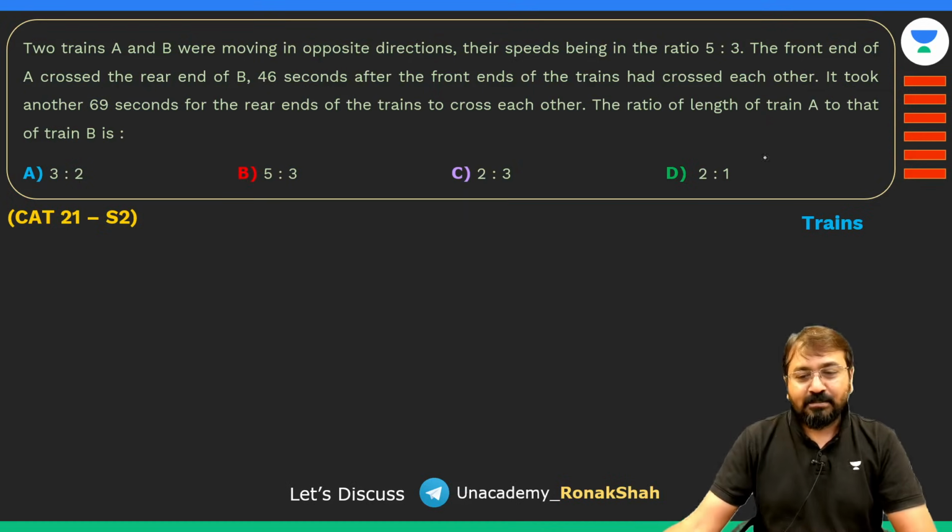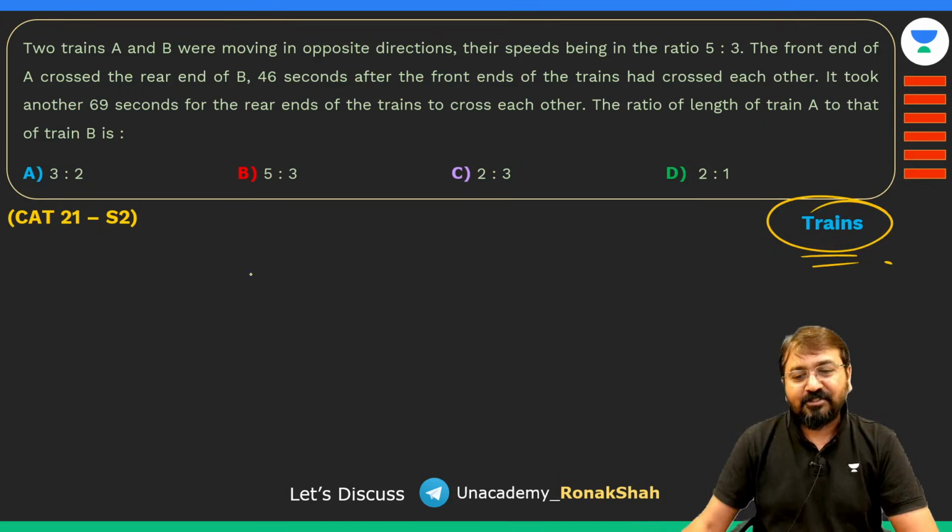Right, now let's look at some train-based questions. This is that fifth variety, and the last one is boats and stream questions. So let's look at this question.